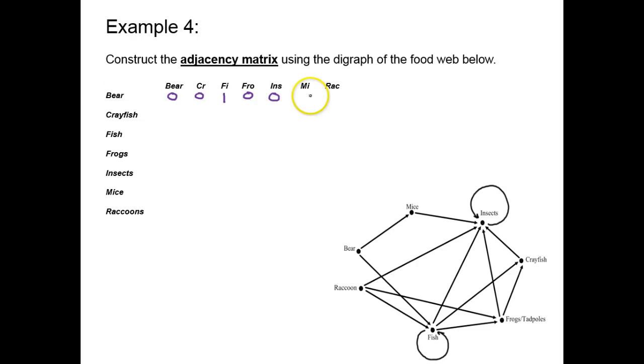Do bears eat mice? Yes, bears eat mice. See the arrow? Bears eating the mice. That's a 1. Do bears eat raccoons? Apparently not. Somehow raccoons get let off the hook there. Bears do not eat raccoons, so I'll put a 0 right there.